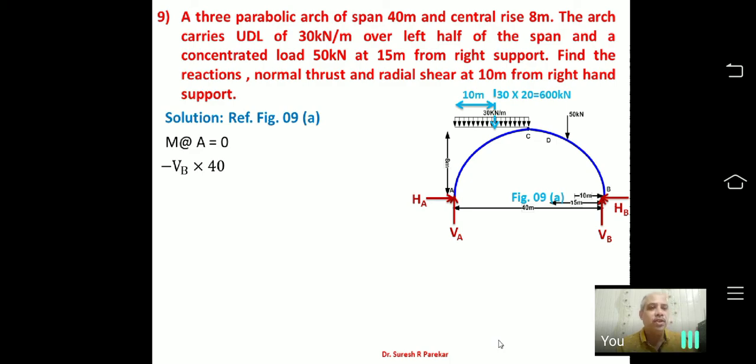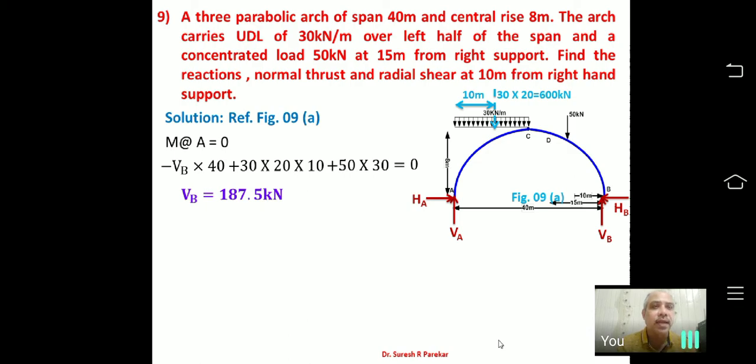So minus VB into 40, then due to the load plus 30 into 20, that is 600 into 10, and due to 50 we have plus 50 into 30, because this 50 kilonewton acts at 10 meter from the right support. So we have 40 as the total span, and that equals 0, and that gives me VB as 187.5 kilonewtons. So knowing this value, VB is 187.5 kilonewton.